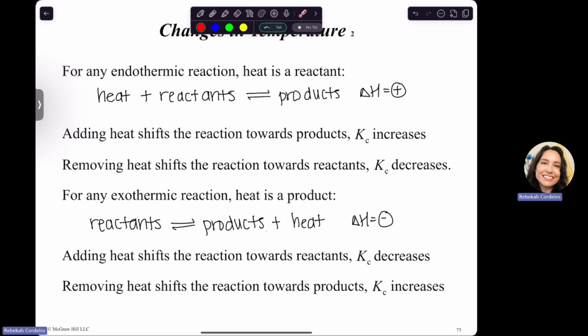If we shift it to the right because of heat, K would increase because we're increasing the amount of products and decreasing the amount of reactants, but we did not increase or decrease the amount of reactants before that. So K is just going to go up. If you shift toward the reactants, shift left, K would go down. That's just true of if you change heat, that's how it'll affect K. Exothermic reaction, heat is a product. So adding heat would shift it to the left, K would go down. Removing heat would shift it to the right, K would go up.